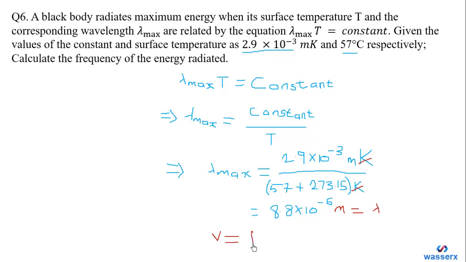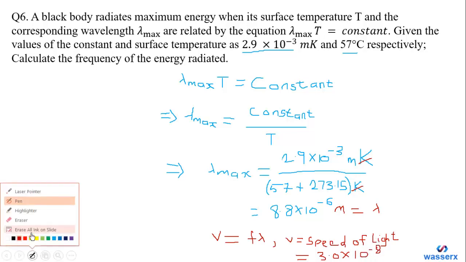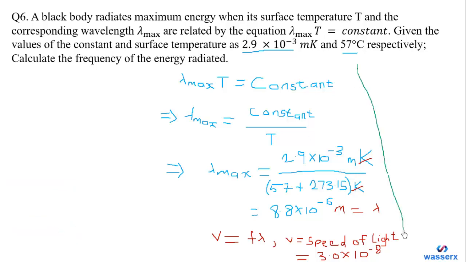Also recall that there's a relationship between velocity, frequency, and lambda. So velocity is equal to frequency times lambda, where the velocity here is the speed of light. And we know that the speed of light is equal to 3.0 times 10 exponent 8. So that is the speed of light.